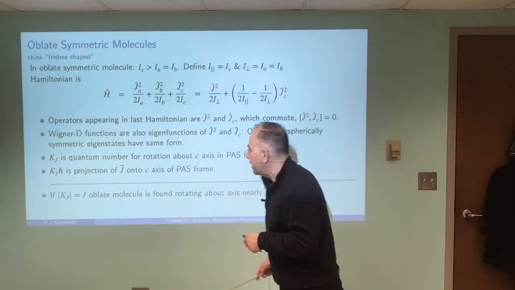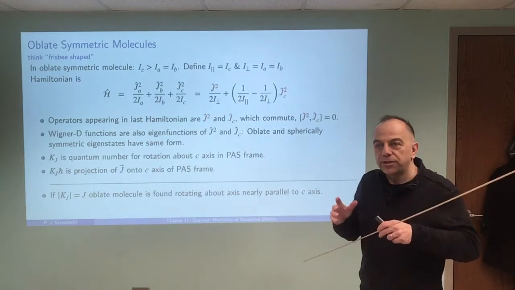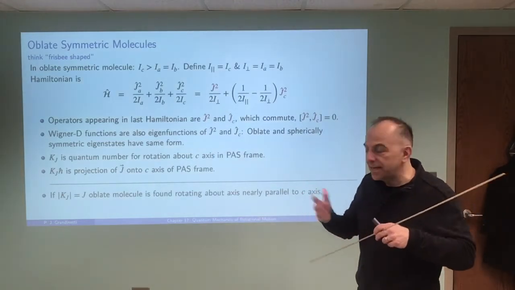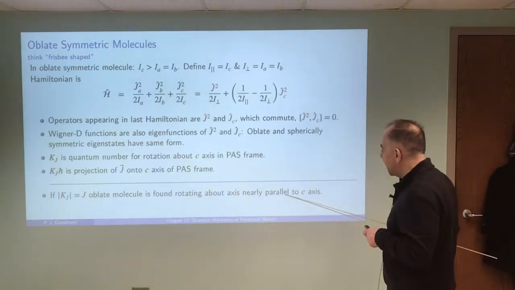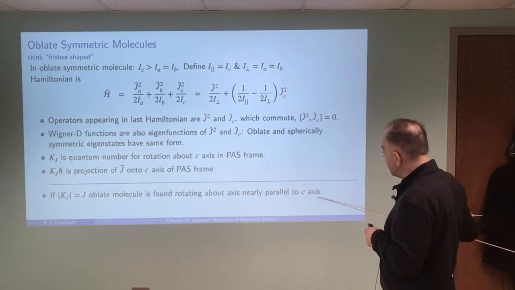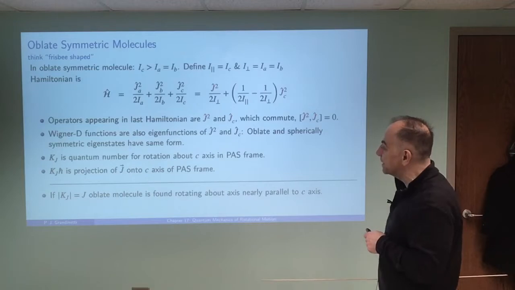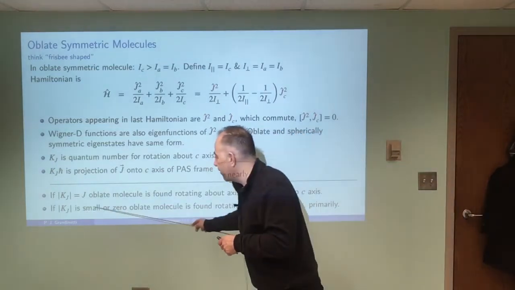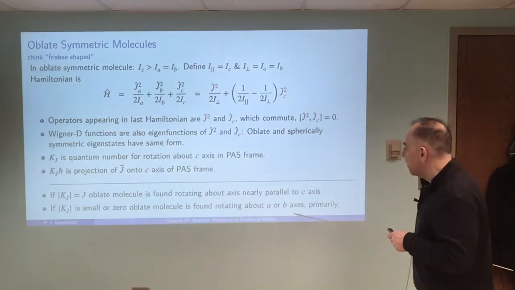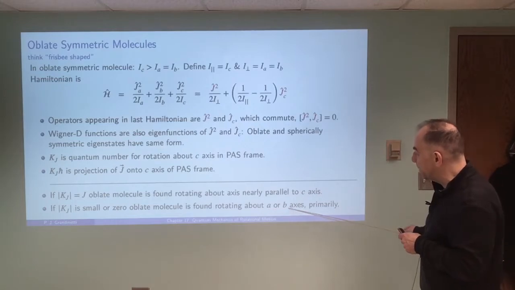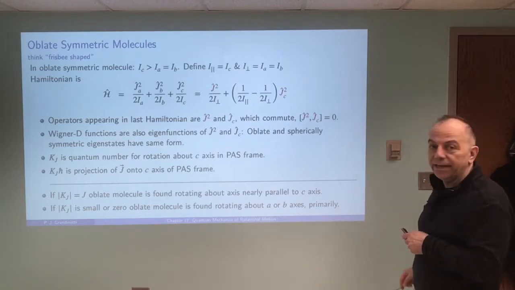When Kj is equal to plus J or minus J, so when it has its maximum magnitude, then in the oblate case, that means the molecule will be spinning nearly parallel to the C axis, whereas when Kj is very small or close to 0, then in the oblate case, it's going to be spinning about A or B primarily.